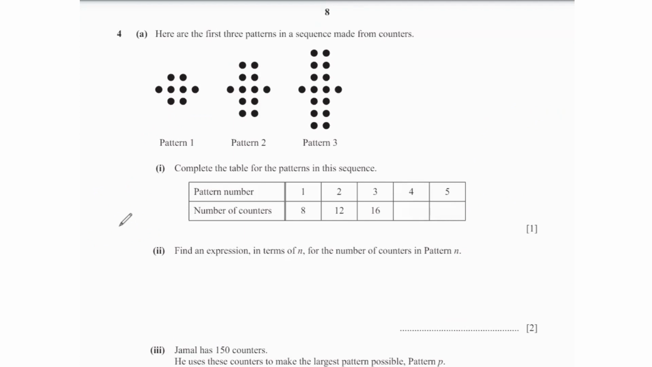Question 4 says here are the first three patterns in a sequence made from counters. Pattern 1, pattern 2, and pattern 3 are given. So we have to find the number of counters for pattern 4 and pattern 5. As you can see, it's increasing by 4, which means the next will be 20 and 24.